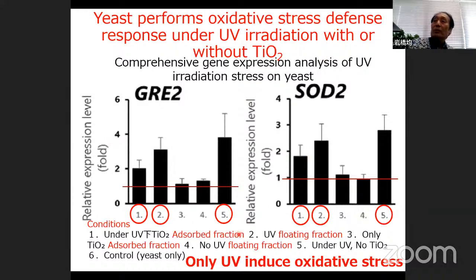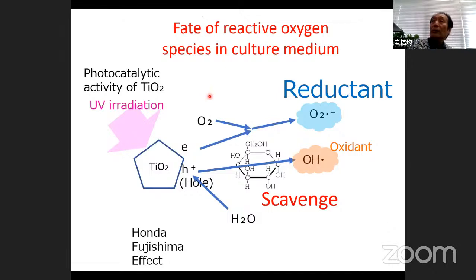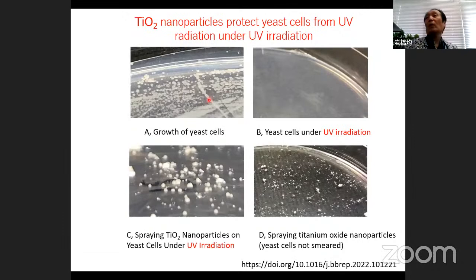So this is the response to UV radiation. UV radiation causes oxidative stress, but titanium dioxide supplies electrons and a reductive environment. So in the culture, TiO2 produces electrons and hydroxy radical, but this hydroxy radical is scavenged by glucose. And electrons become dominant. That means they have a reductive environment. So this is the reason why yeast cells made colonies around titanium dioxide.